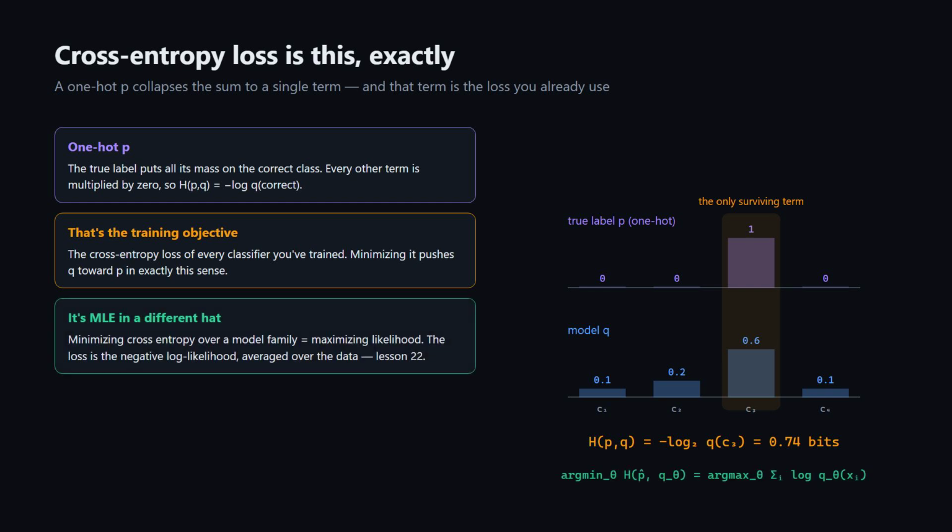And it is an old friend in disguise. Minimizing cross-entropy over a family of models is identical to maximizing likelihood. The cross-entropy loss is just the negative log likelihood averaged over your data. That is Lesson 22's maximum likelihood estimation, arrived at from the coding side.